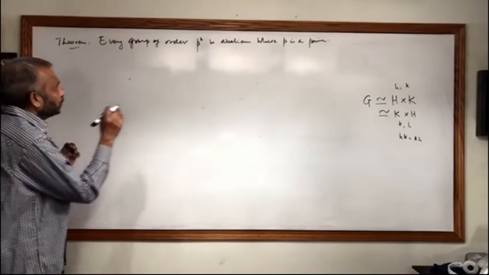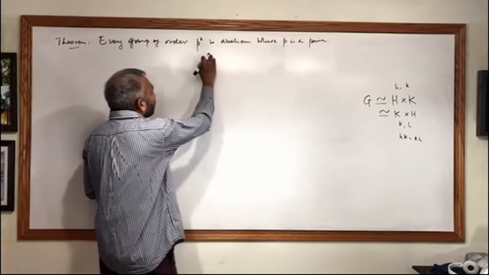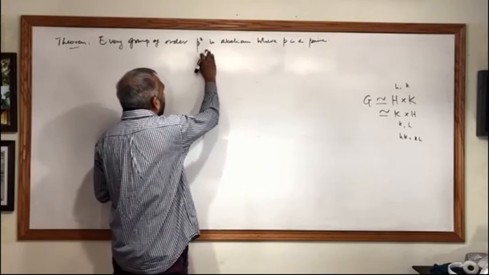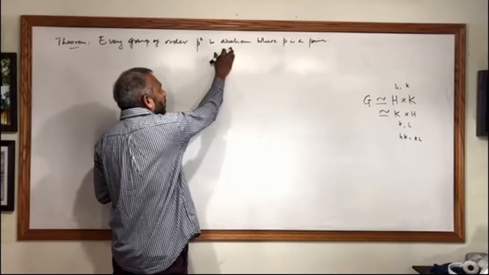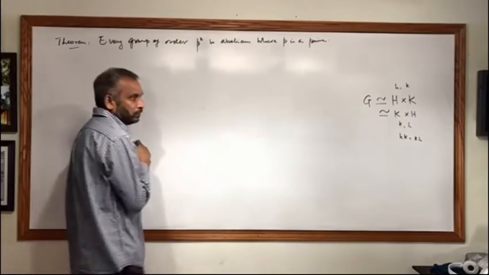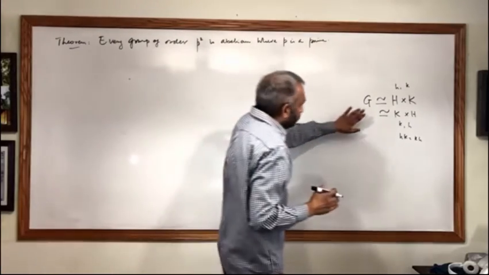Normally we don't show it like this. If you want to show a group is abelian, you take two elements from here and see that they commute. But that is not the way we are going to show it here.